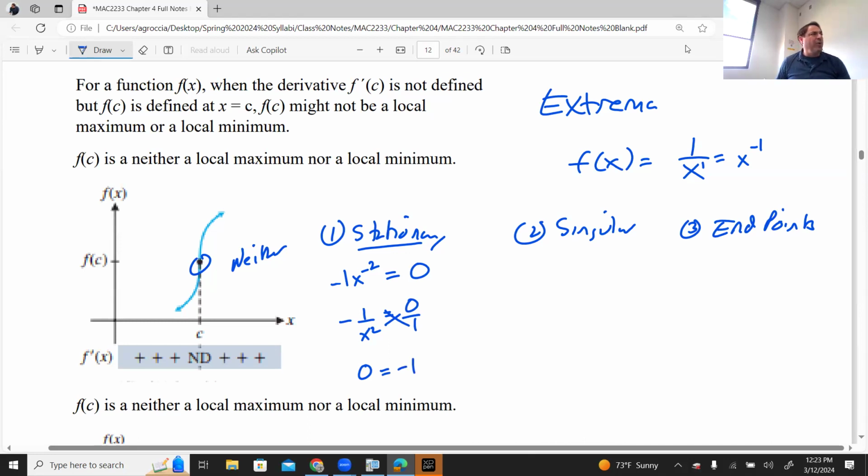Does 0 equal negative 1? No. So what's the answer? No solution. Do you remember that in algebra, where sometimes there is no solution? But for us, what does that mean as far as stationary points? None. But again, what caught us was the algebra. Sometimes there's no solution, sometimes there's all solutions. And there's a couple ways of doing that.